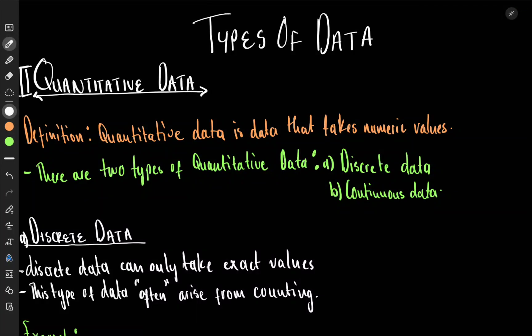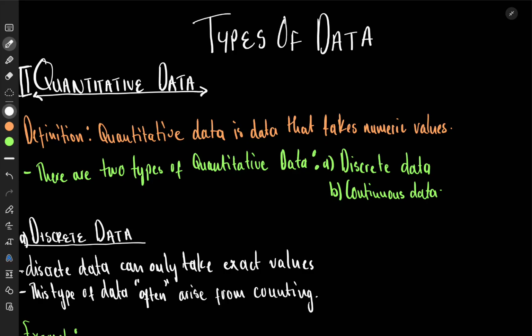Okay, so we keep going with our types of data. Now we are looking at quantitative data. Now, quantitative data, what is it? A quantity, so when we say something is a quantity, that means we can quantify it. We can give it a numerical value. We can give it a number, a size that represents its amount, its size, right?